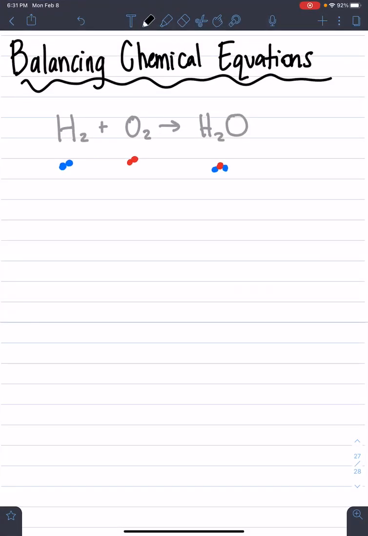We're going to start a topic that I actually love. It's one of my favorite things about chemistry. It's balancing chemical equations. And so we're going to learn how to look at these chemical equations and make sure that our equation is balanced and that it is something that would work in real life.